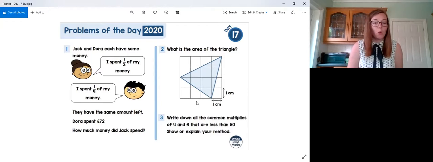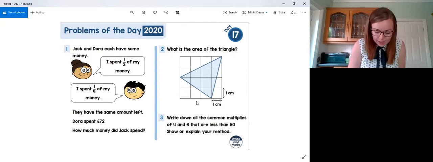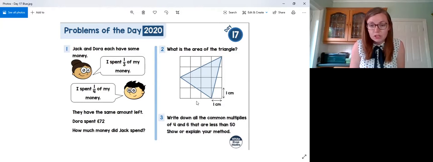We need to think about what we know about the formula for the area of a triangle and what we know about the formula for the area of a square. So I'm going to start off by drawing out roughly what they have onto my whiteboard. So we've got this grid square, which has 4 columns and 4 rows.